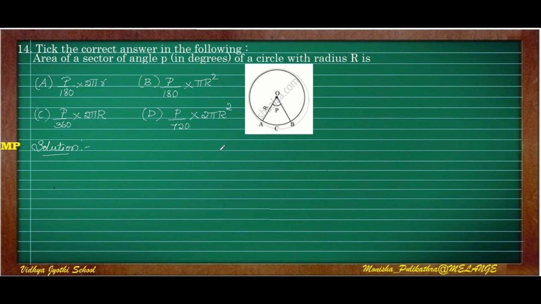The last question of this session is tick the correct answer. Area of sector of angle P of a circle of radius R, capital R, which is equal to P by 720, because we know that area of sector with the angle theta is theta by 360 into pi r square. So the exact option is D option, that is P by 720 into 2 pi capital R square. So this is the last question of second exercise.